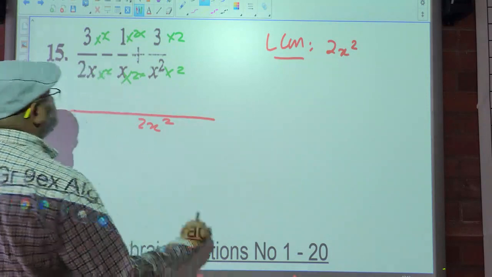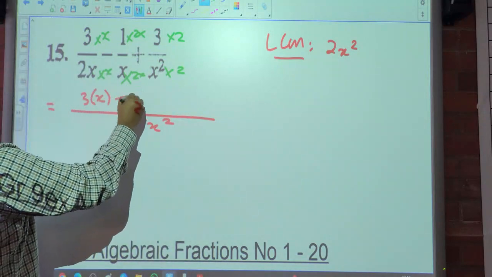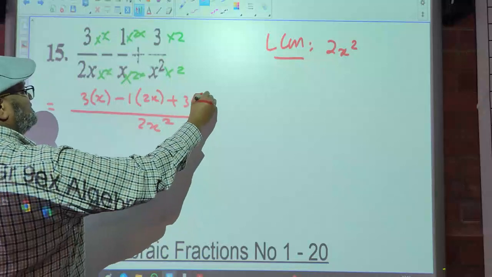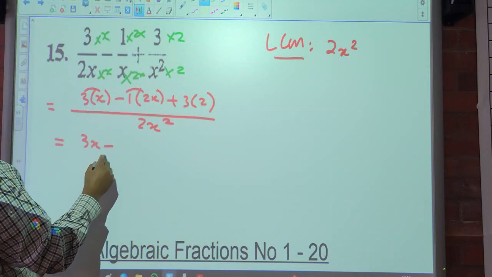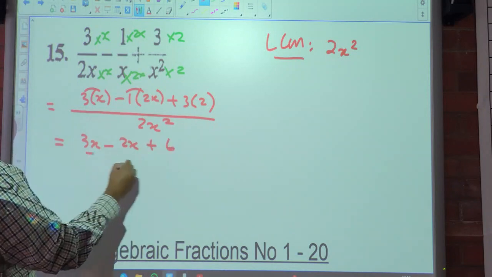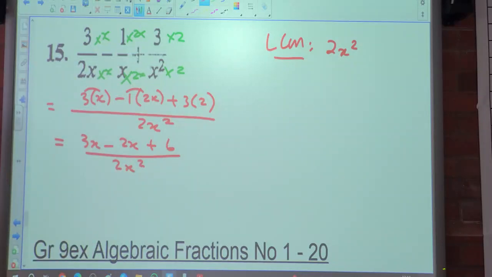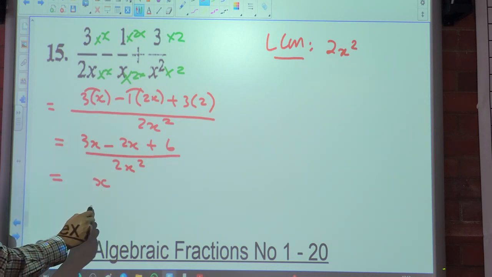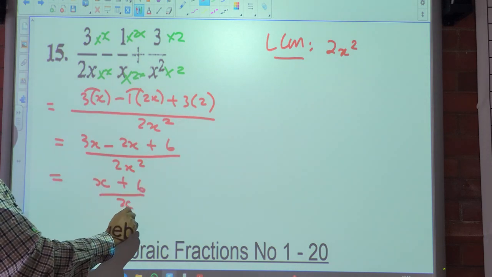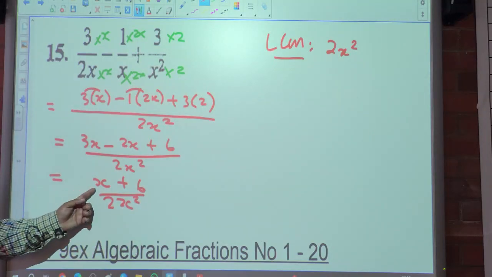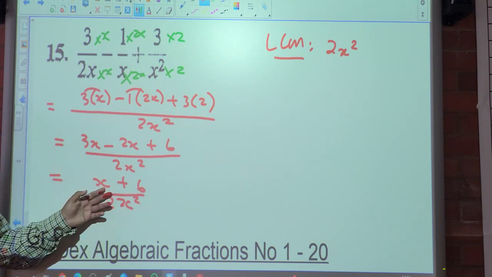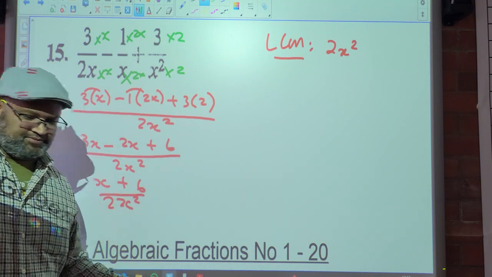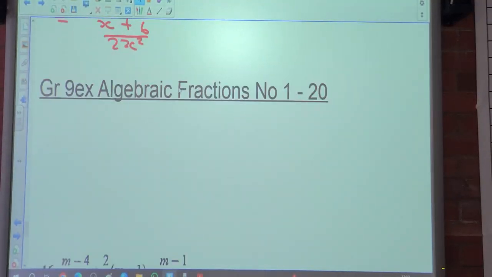That would simply give us 3 times x minus 1 times 2x plus 3 times 2, which simply gives us 3x minus 2x plus 6, and this is all over 2x squared. Do you have any like terms there? 3x minus 2x is x, plus 6 over 2x squared. Can we cancel the 2 and the 6? No, because of the addition sign. You all understand? Let's go to number 16.